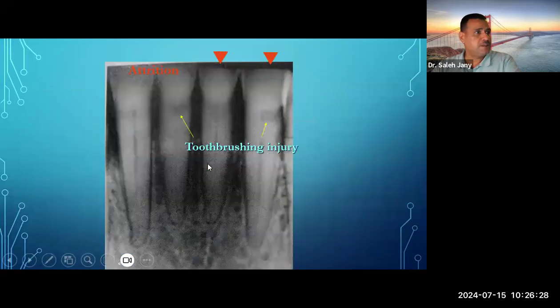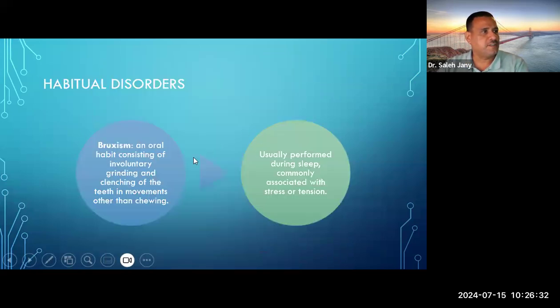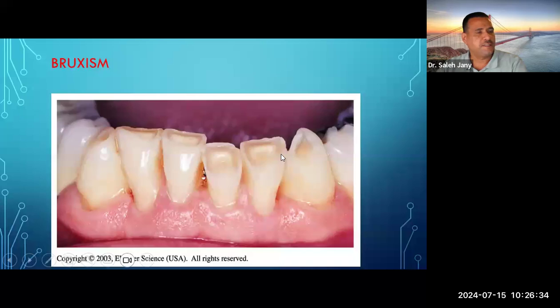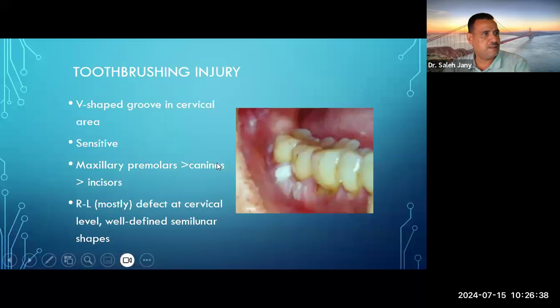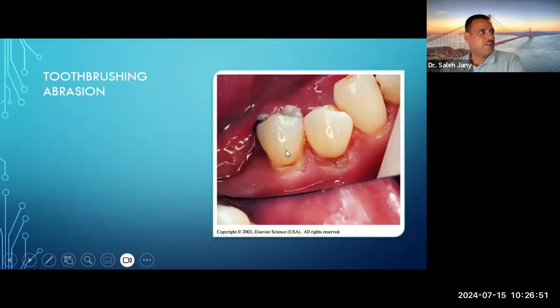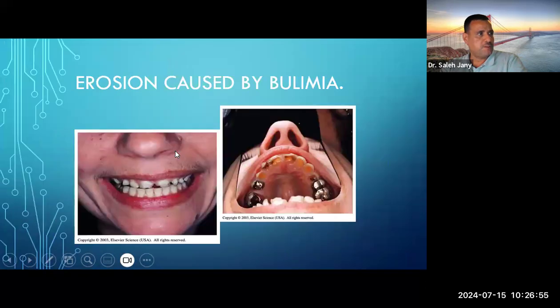Attrition. Why is the lecture repeating itself? Okay. Toothbrushing injury. This is bruxism, people grinding their teeth. This is another toothbrush injury. Sometimes they will grind the teeth down on the cervical side. They will even cut the gum into a V-shaped cervical area. Sensitive. Another case of toothbrushing abrasion, habitual.